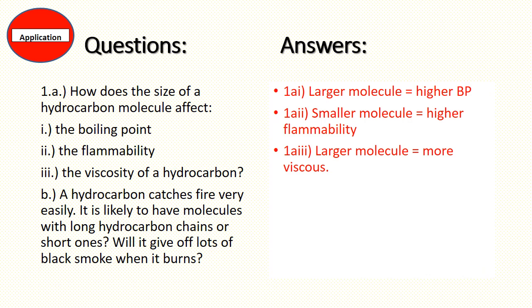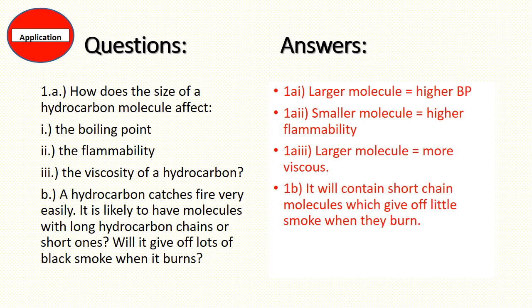A hydrocarbon catches fire very easily. Is it likely to have molecules with long hydrocarbon chains or short ones? Will it give off lots of black smoke when it burns? So if it catches fire very easily, that means it's very flammable. So therefore it must be a smaller molecule. So it's a short chain hydrocarbon. And will it give off lots of black smoke? Well, it's going to burn easily, it's going to burn cleanly, so it's going to give off little smoke when it burns.